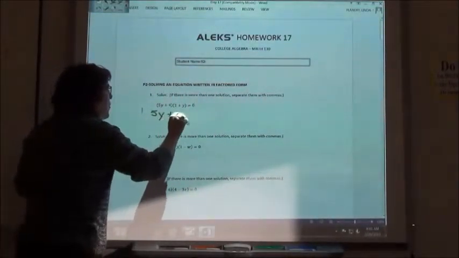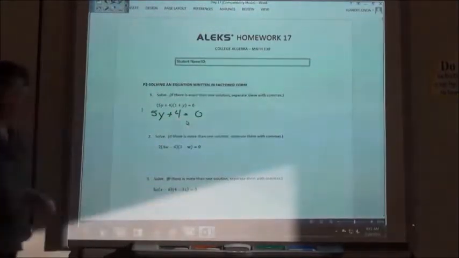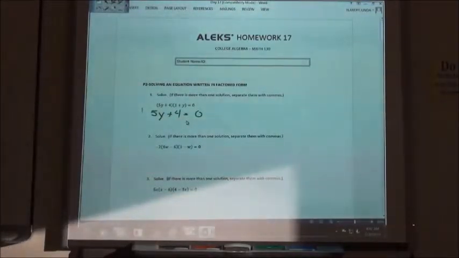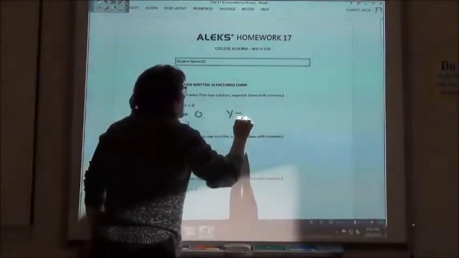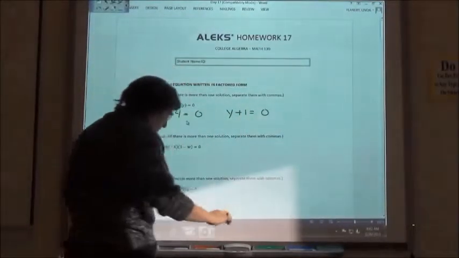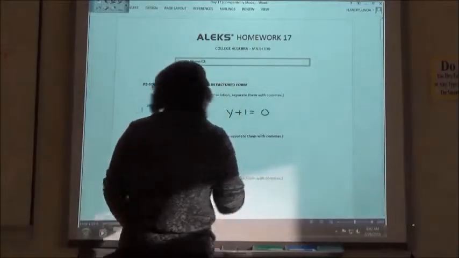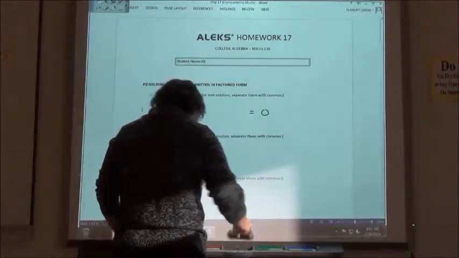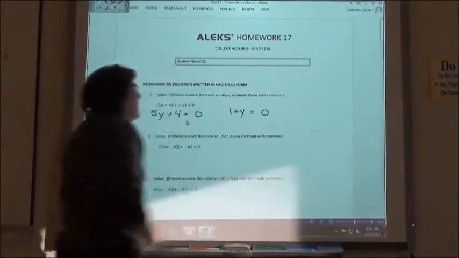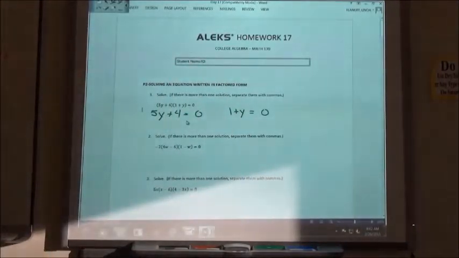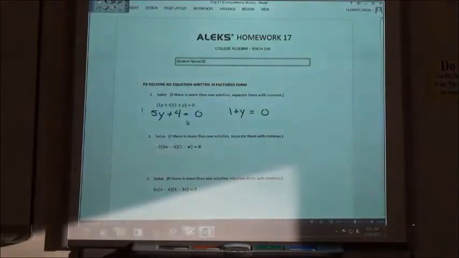So either 5y equals 0, or next, y plus 4 could equal 0. That's the first factor. Or the second factor, y plus 1 could equal 0, or 1 plus y, I better write it the right way. And then we're just going to solve those two things just like we solve the rest of our equations.